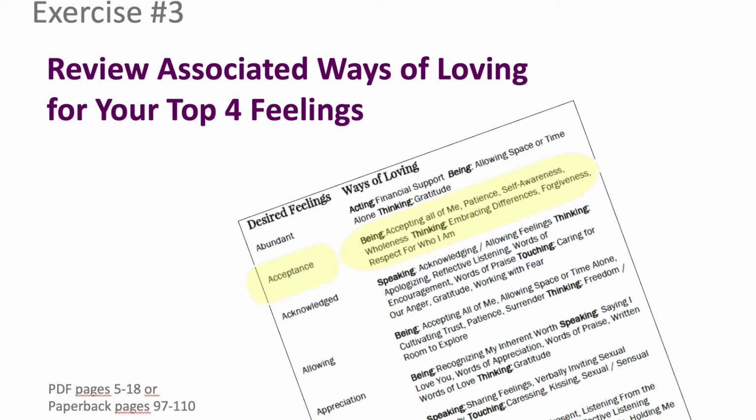The next exercise in the process is to take your desired feelings, now that you've got 4 or 5 narrowed down, and you're going to find the associated ways of loving that go with those. Now, I made this list up and it's not perfect, so if you find something that doesn't match up that is super important to you, don't worry about it, keep it on your list. But you can use this to cross-check which ways are associated with those feelings so that you can identify specific ways to experience that.